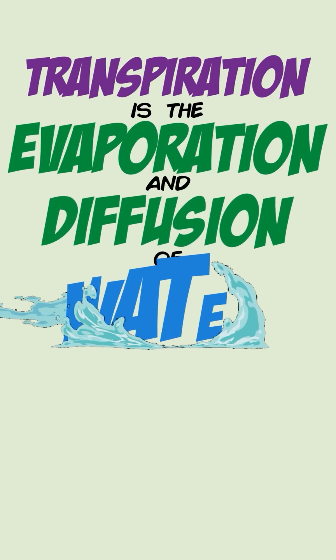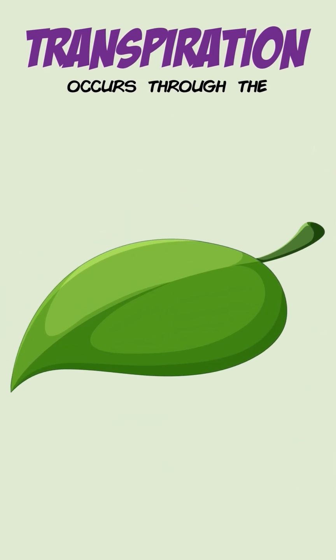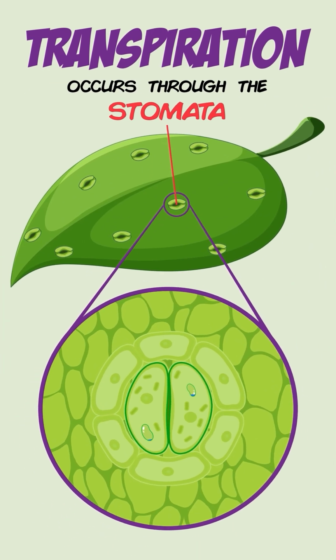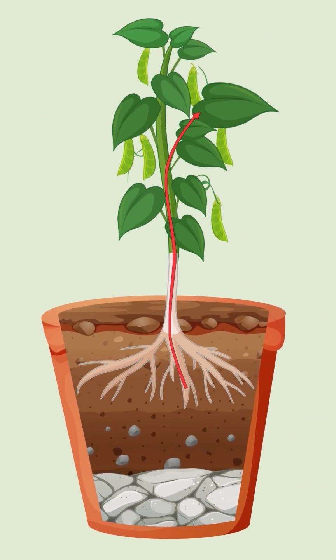Transpiration is caused by the evaporation and diffusion of water from the plant's surface, and mostly occurs through leaves through stomata, which are small pores found at the bottom of them. This process helps to draw water up from the roots and through the plant.